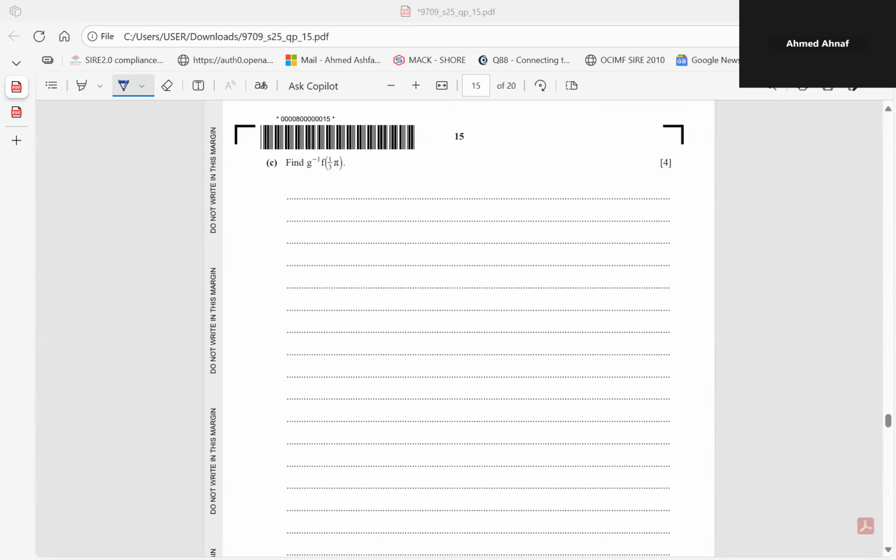Okay, so for this part, we're going to have to find g inverse of f(pi over 3). To do this, we're first going to have to find f(1/3 pi). And we know f(x) is just cosine x, so it's just going to be cosine pi over 3. Cosine pi over 3, type it into a calculator, you would get half. So now we can say g inverse of f(1/3 pi) equals g inverse of half.